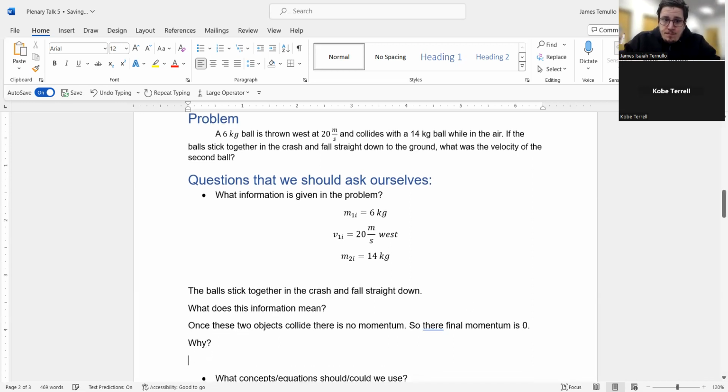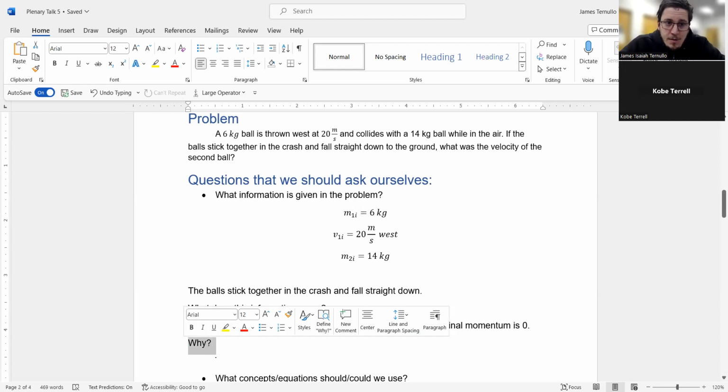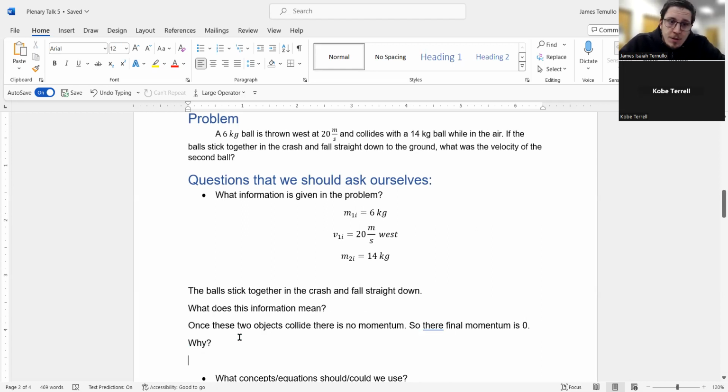Why? Because we want to always rationalize with ourselves. We're always at battle and at odds with ourselves. So we always have to ask ourselves why when we're doing these problems. So why is the final momentum zero? Well, because when the two balls collide, we're told that they fall straight down to the ground. We're told that there's no velocity or motion going in the horizontal direction.